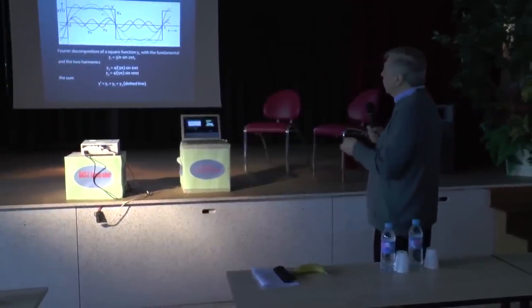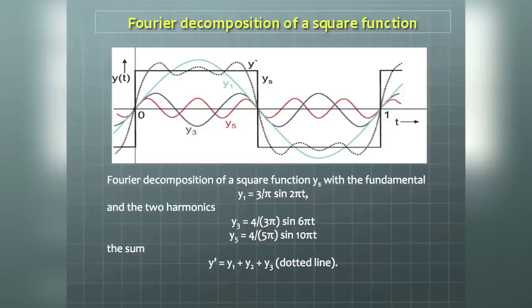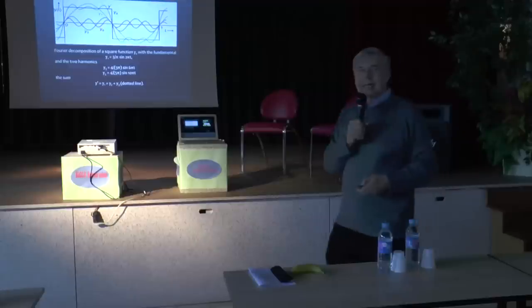Let me show you that in a simple case. Assume that you have here a square function that is shown in black, and you can decompose it and take a number of waves, and you can see here y1, which is a single sine wave, and then you have y2, y3, in fact y3, y5. You can add all these waves. In this case, you only have y1, y3, y5, and you get this dashed line, which approximates relatively well, but not perfectly, your square function as it is here.